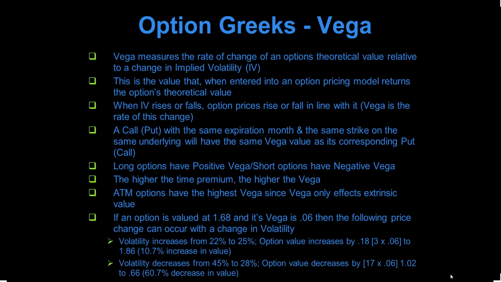Now let's make it a little bit more. Let's say volatility falls 17%, from 45 to 28. The option value decreases by, well, volatility went down 17 points. So you take 17 times my Vega of 0.06 and you get $1.02, and you subtract $1.02 from $1.68, you get 66 cents. So my option price just decreased 60.7% just because of that change in volatility, assuming everything else is equal.